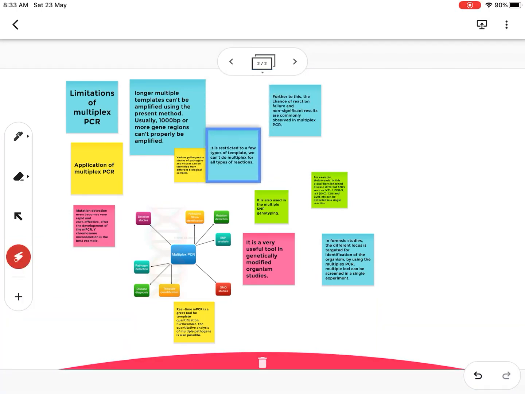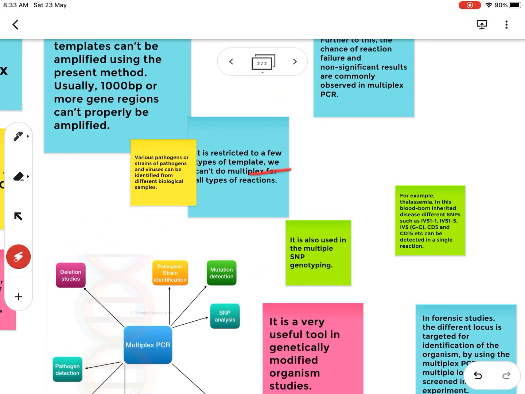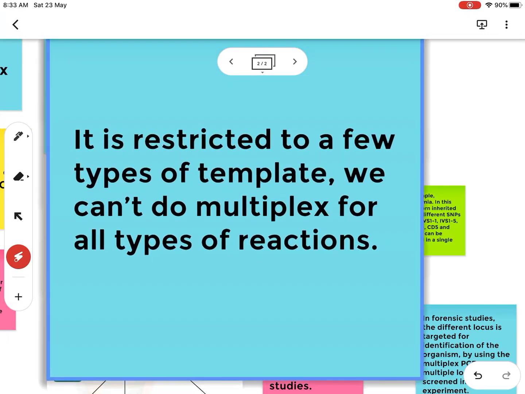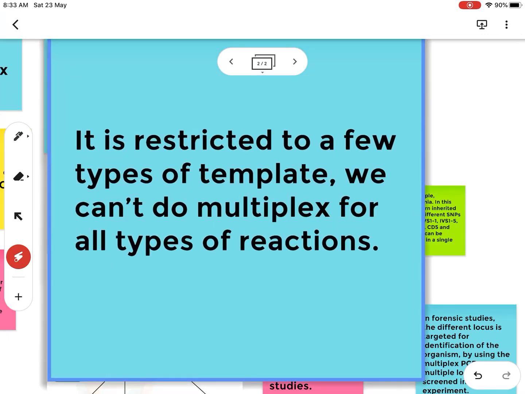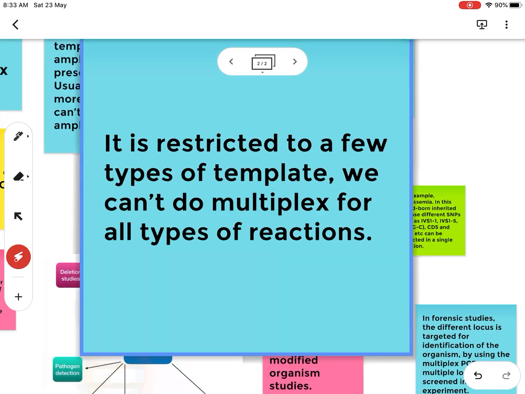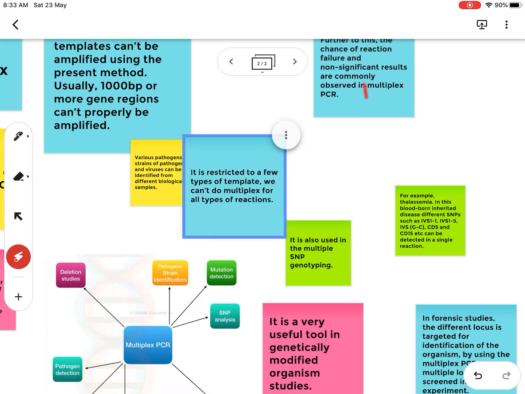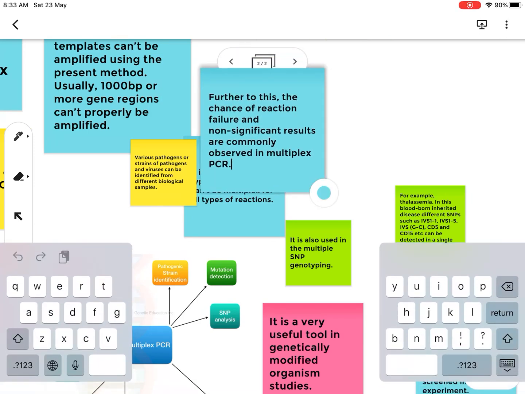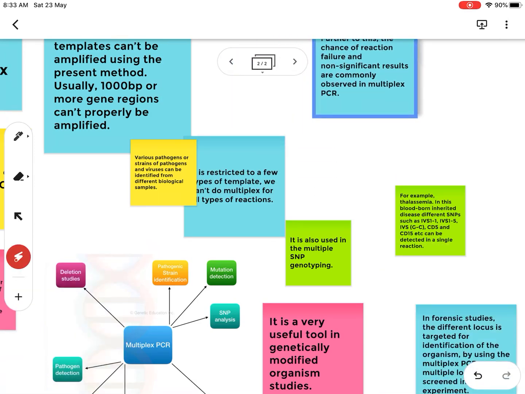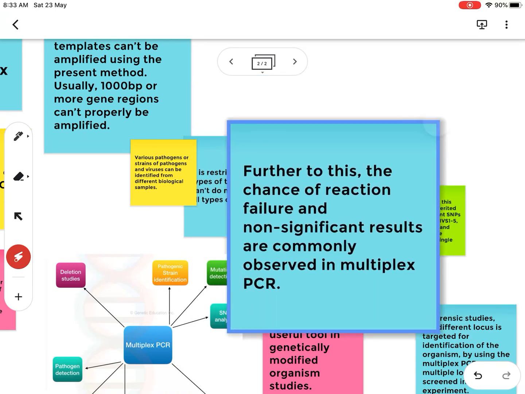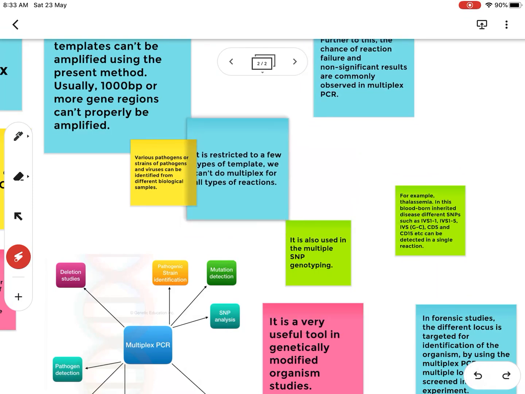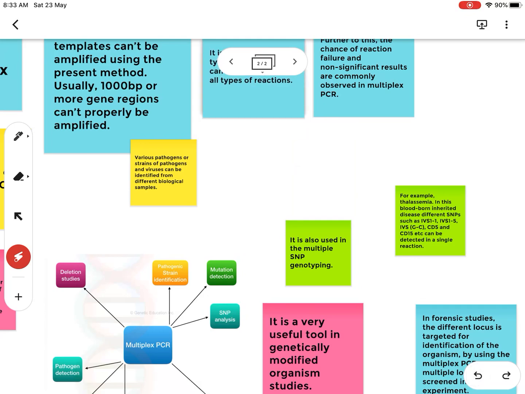The second drawback is that it is restricted to few types of template. We can't do multiplex PCR for all types of reactions. Further to this, the chance of reaction failure and non-significant results are commonly observed in multiplex PCR. So we need good expertise while handling these types of techniques.